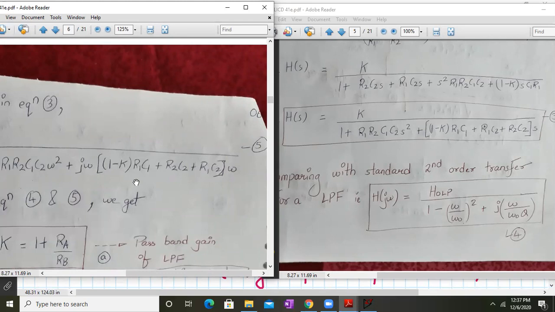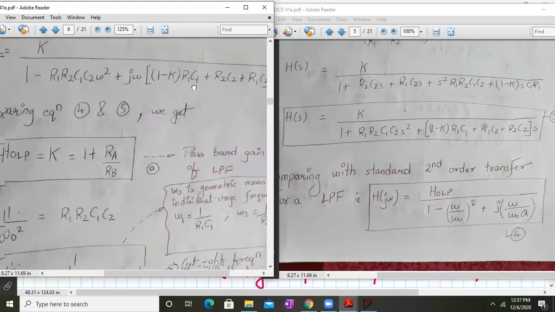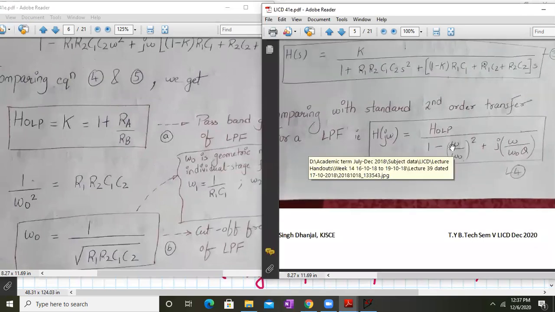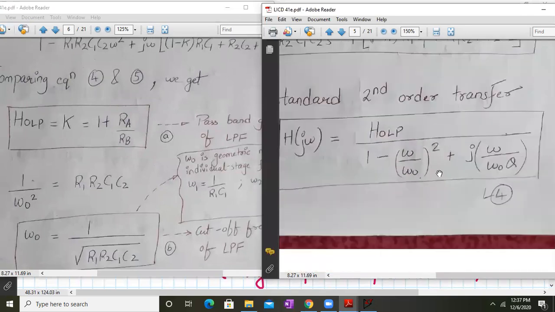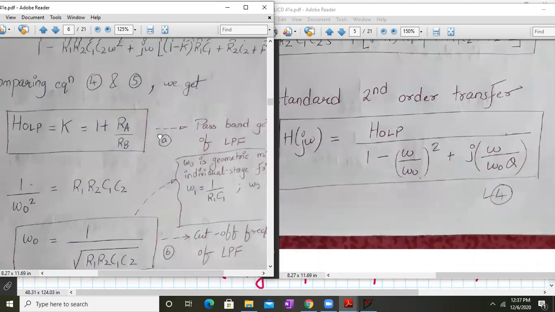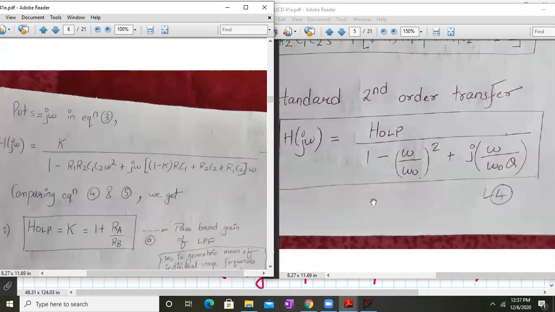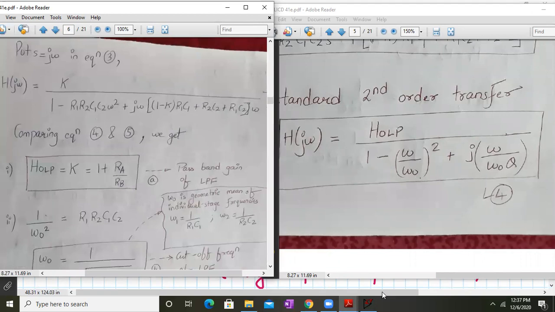Okay, now we actually compare equation number 4 and 5. So equation number 4 is this, you can see very clearly. So what you will get by comparing equation number 5, so equation number 5 is this. So we can easily say that K is directly equal to H_OLP, which is given by 1 plus R_A upon R_B. Now this is called the passband gain of the low pass filter.